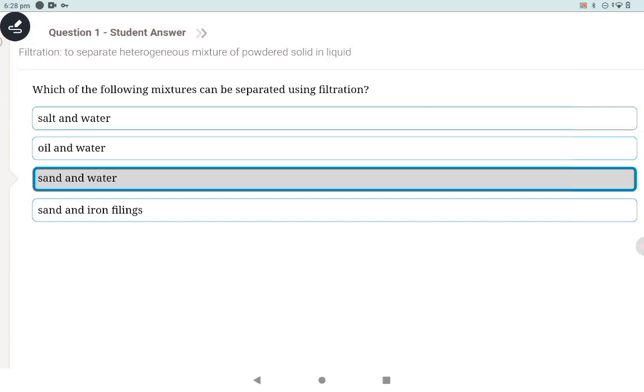Which of the following mixtures can be separated using filtration? Filtration is for insoluble solid and liquid. So sand and water is the only right one.